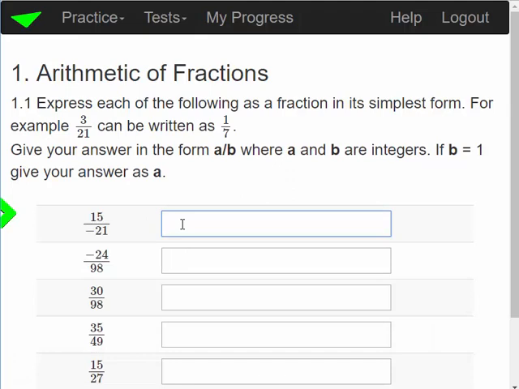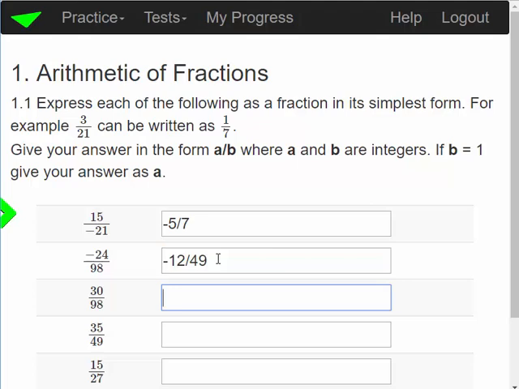So now we can go back to the test, and this time we'll do all of the answers. So 15 and 21 have got a common factor of 3, so that's going to give us minus 5 over 7. The factors of 24 are 2 and 3, and the factors of 98 are 2 and 7, which means 2 is the only common factor, so the answer to this one will be minus 12 over 49.